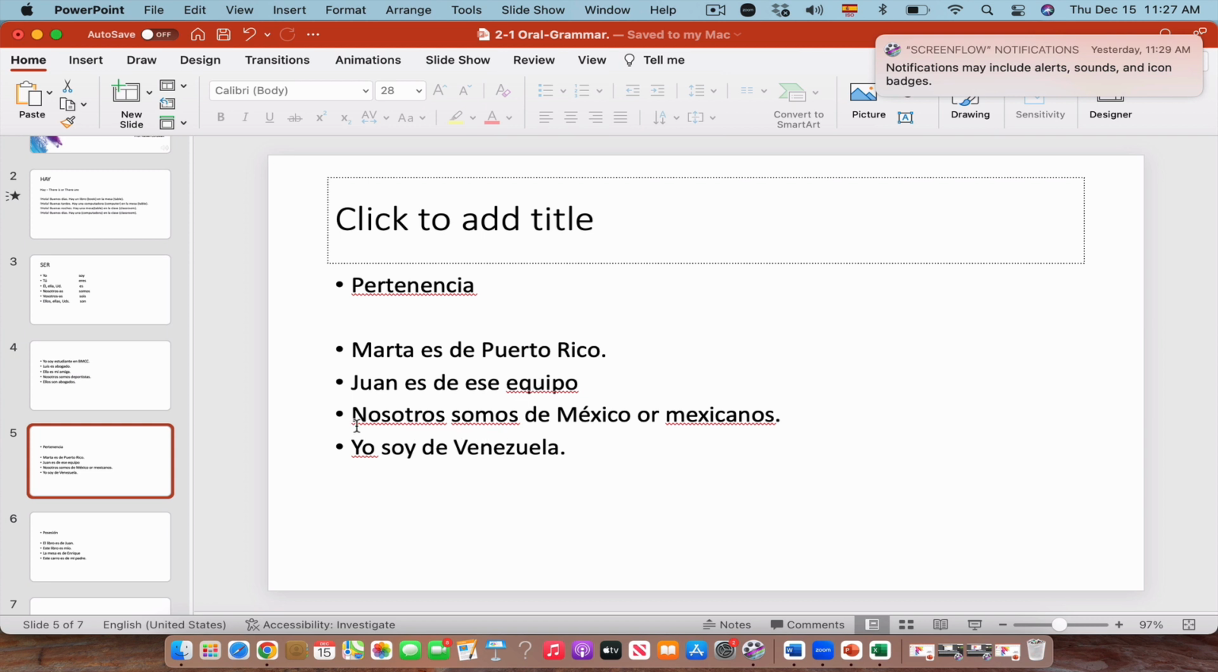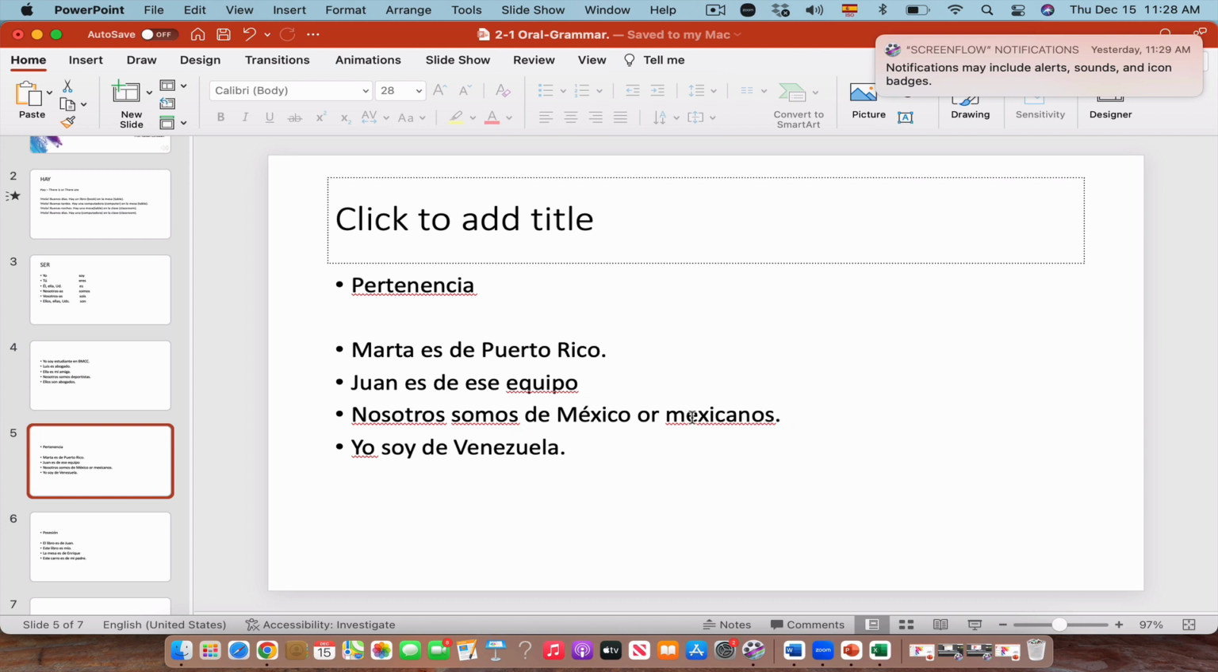In this case, nosotros somos de México or mexicanos. Well, in this case, we are saying basically we are from Mexico, but you can also say Mexicans or we are Mexican. So instead of saying we are from Mexico, you can say we are Mexicans.